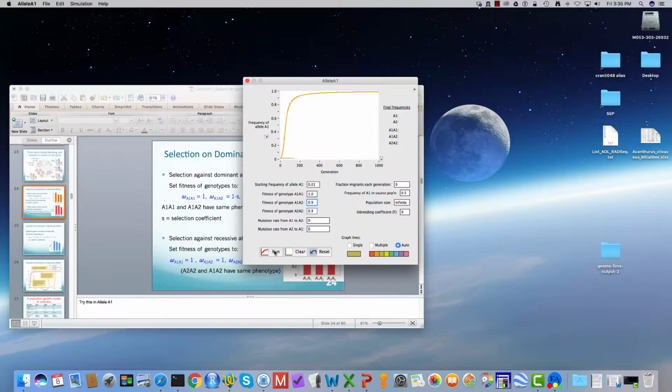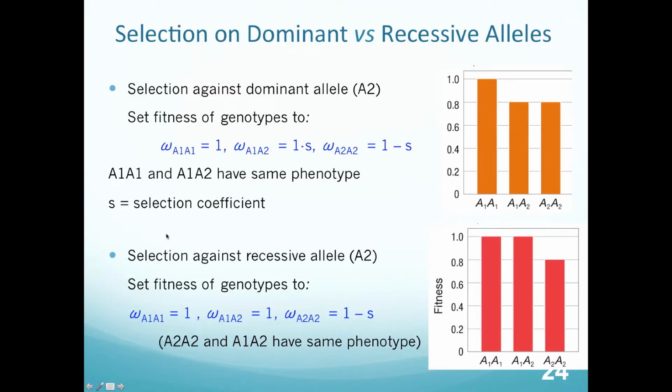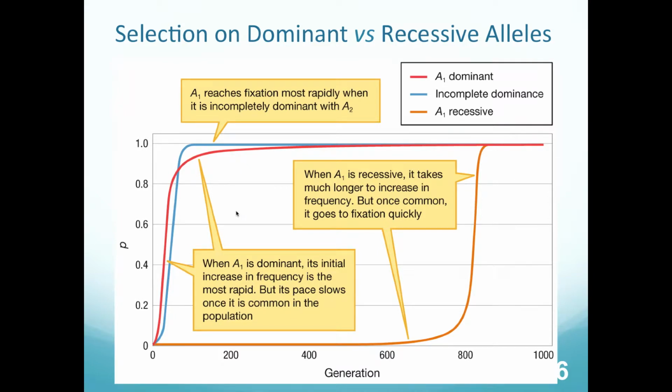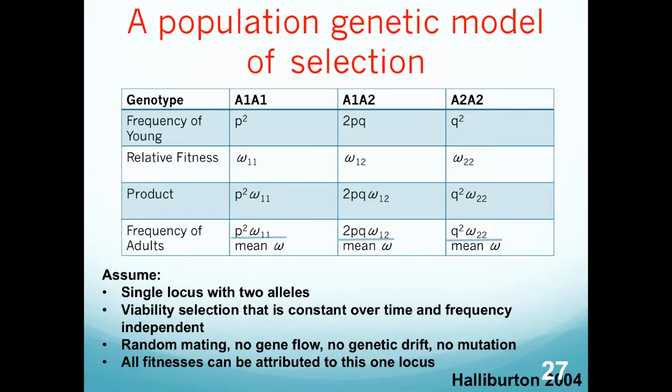We can try that, and you see it takes a long time for a recessive trait to become established in the population. But once it starts to get established, then it very quickly goes to fixation and takes over the population. And just as I said earlier, we see very quick rates of fixation for dominant traits and incompletely dominant traits, but it takes a lot longer when a trait is recessive for it to become fixed. So we can make a population genetic model of selection, and it's just really based on Hardy-Weinberg.